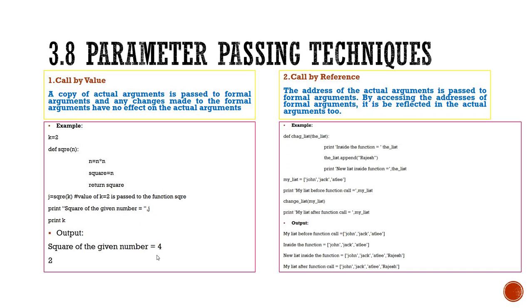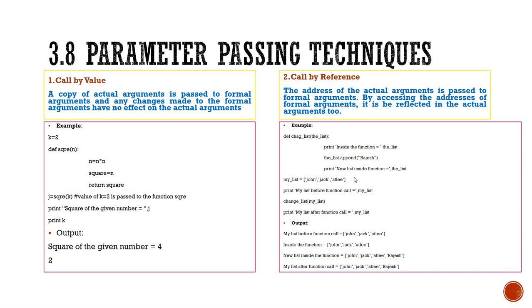So the square of that number is 4 and the k value. So for this value alone we have calculated the square. So this value is not at all affected. So why? Because when we are passing k equal to 2, a copy of the value of k is being made and that value is getting squared and it is returned. So the actual value is not affected during the function definition.